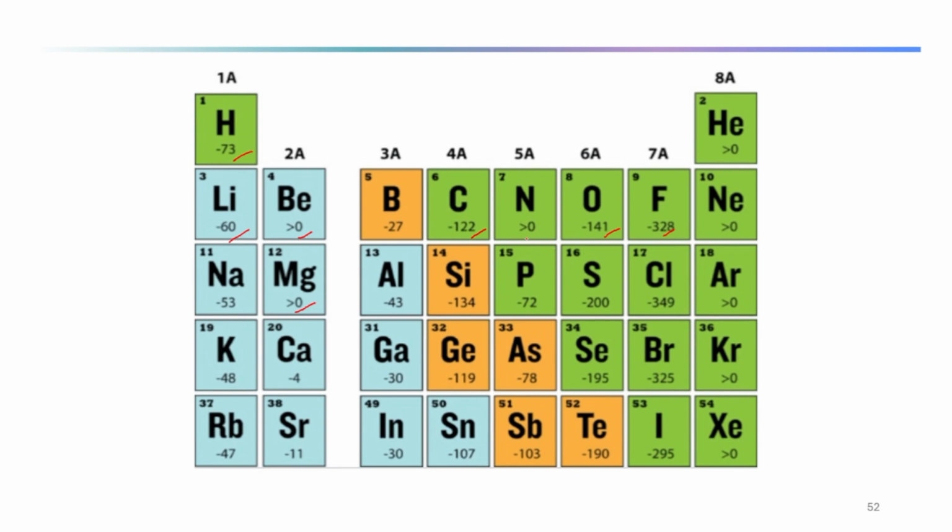Similarly, nitrogen is also greater than 0. And especially these inert gases also. They have a full-filled shell, so they also don't want to take electrons, and the electron affinity is greater than 0. Whereas if you see fluorine, chlorine, bromine, iodine, they have very high negative electron affinity. So they readily accept the incoming electron.